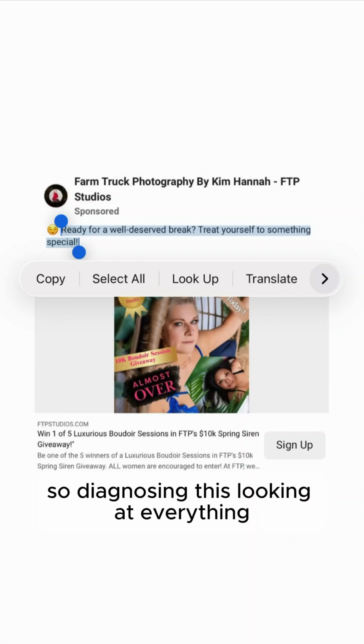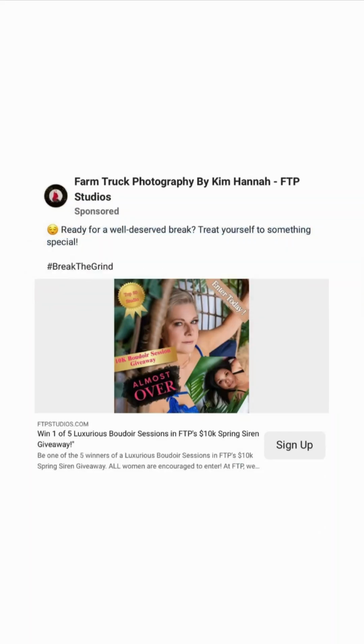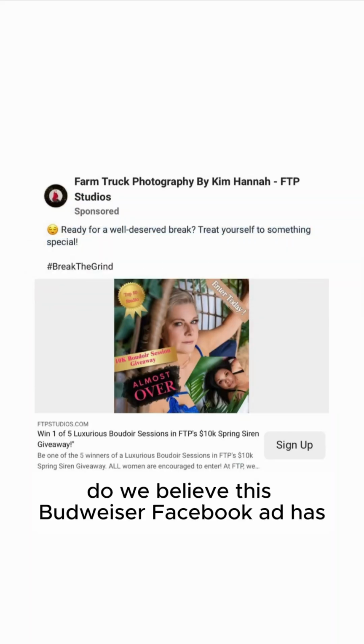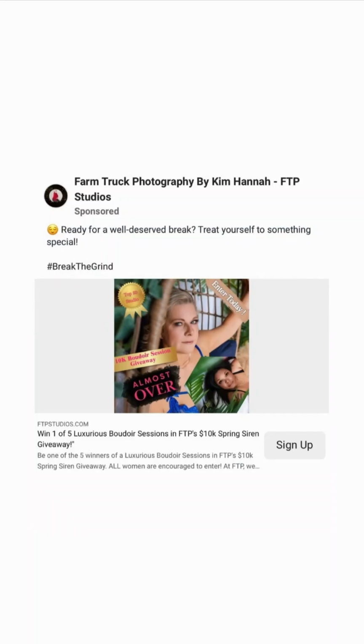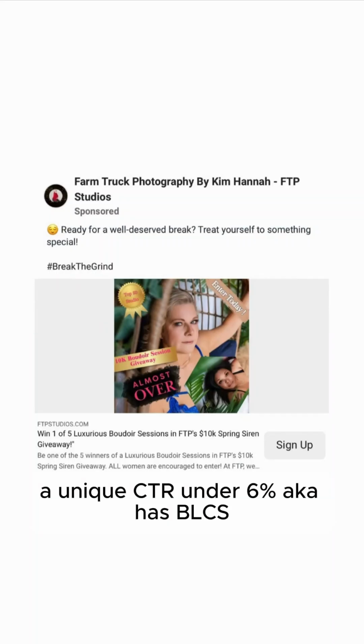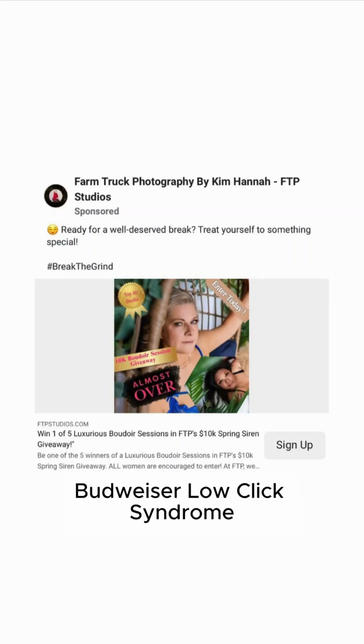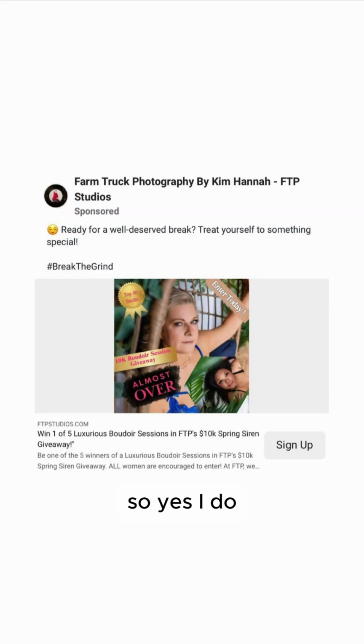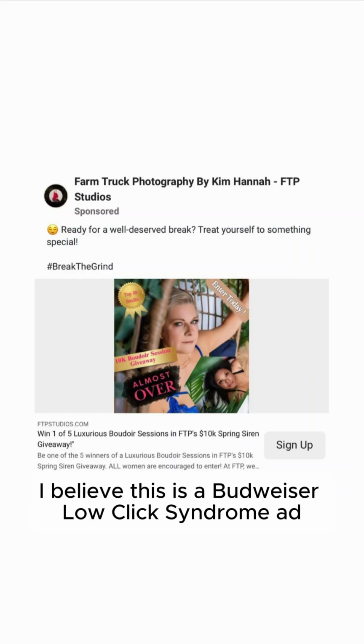So, diagnosing this, looking at everything, do we believe this Boudoir Facebook ad has a unique CTR all under 6%, aka has BLCS, Boudoir low click syndrome? So yes, I do. I believe this is a Boudoir low click syndrome ad.